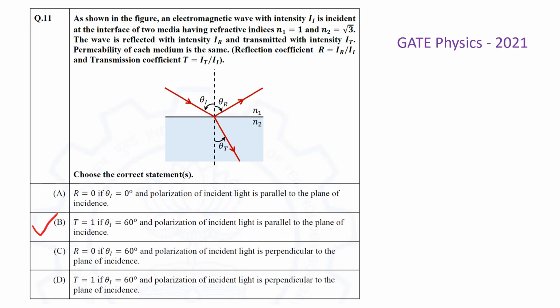According to our solution, the correct option for this MSQ is only option B, that is T equals 1, that is transmission coefficient equals 1 if the angle of incidence θ_i equals 60 degrees and the polarization of the incident light is parallel to the plane of incidence.